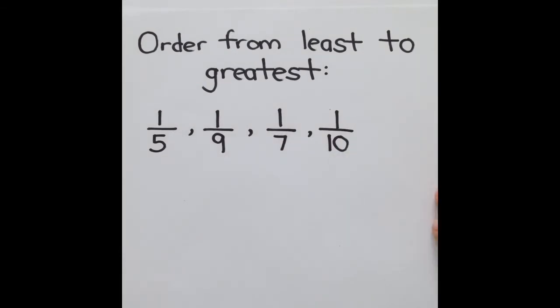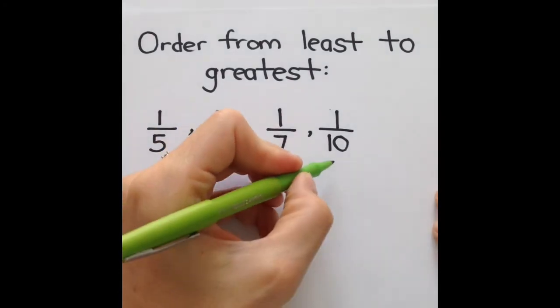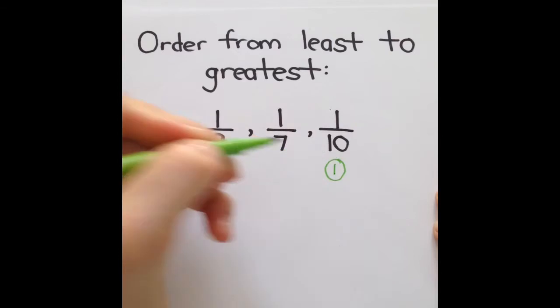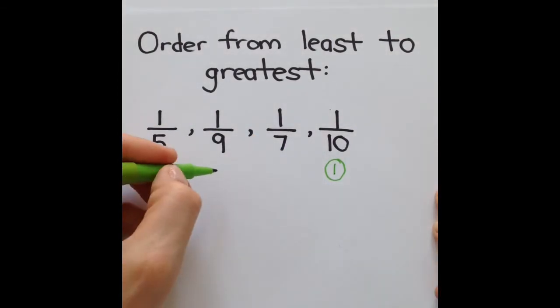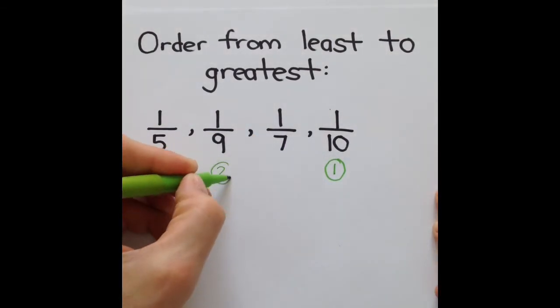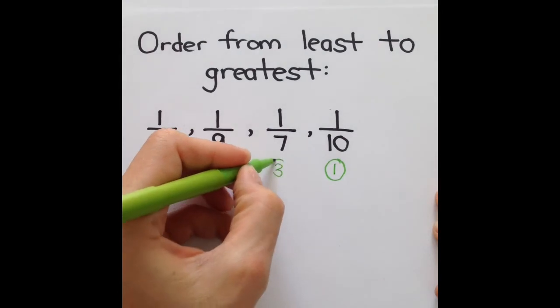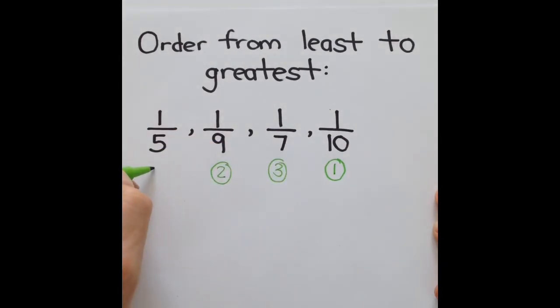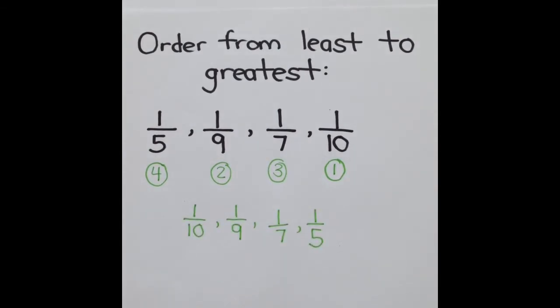So 10 pieces would make the smallest slices. So 1/10 is the smallest fraction. 9 pieces would make the next smallest, then 7 pieces, and then the largest pieces would be fifths. So now I have just listed these fractions in order from least to greatest.